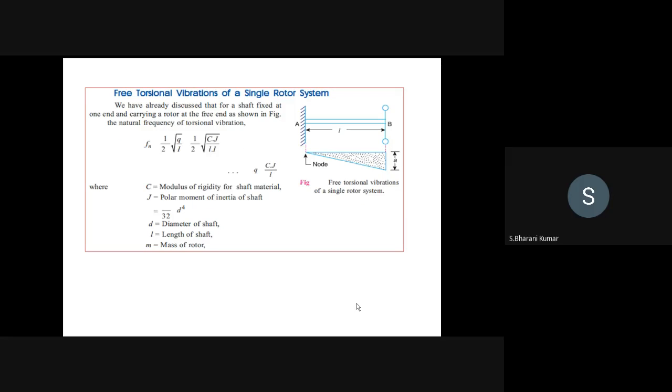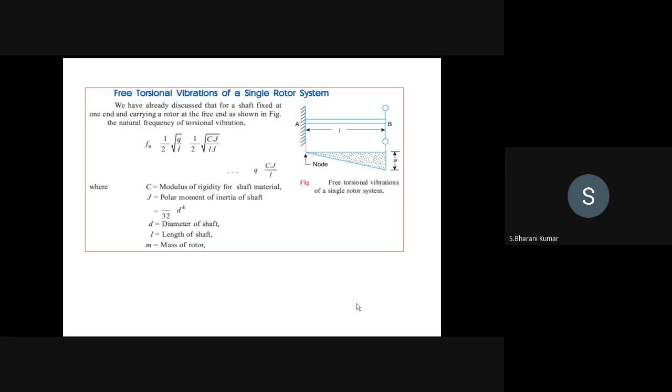Our next topic. Up to this, what we've seen is in a general one. This is for a single rotor system. Here we can go through three types of rotor system: single rotor system, two rotor system, and three rotor system.